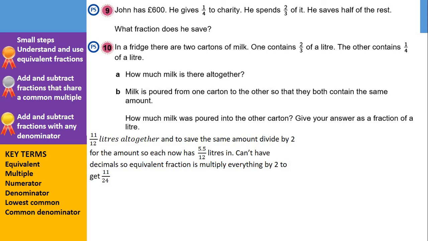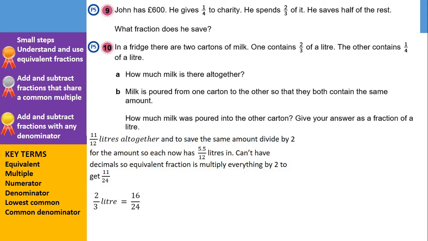And this time, because it's an equivalent fraction, we're not changing the value of it at all. We're going to multiply both the numerator and the denominator by 2. Doing that, we get 11 over 24. So from that point, we know each carton of milk must contain 11 over 24 litres to be equal.